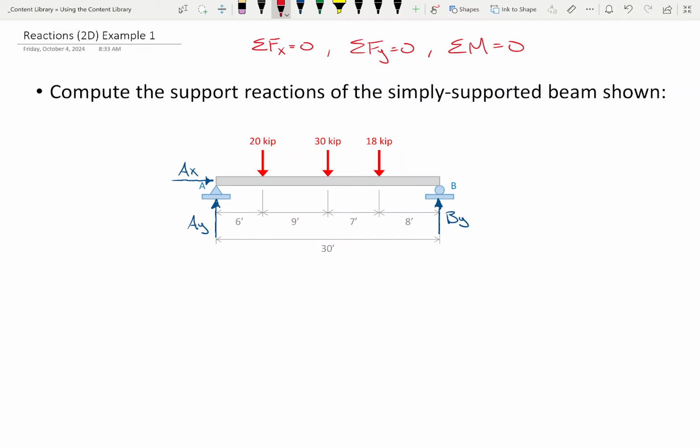The sum of the forces in the x direction equals 0, the sum of the forces in the y direction equals 0, and the sum of the moments equals 0. Notice how I didn't put a subscript. I didn't say M sub z. And I'm doing that actually for a specific reason here.